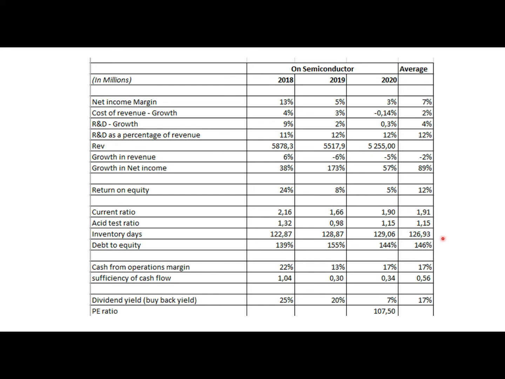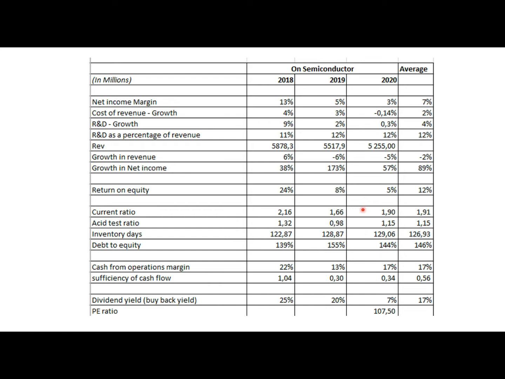Okay, quickly to the financial position. The current ratio has deteriorated over the past 3-year period. It has rebounded though in 2020, from 2019 to 2020. It has, however, underperformed the industry average, which is about 2.37. Still above 1, very close to 2. Even though it has underperformed the industry average, it does show me that Onsemi still has enough liquidity on its balance sheet, still has enough short-term assets to cover short-term liability.